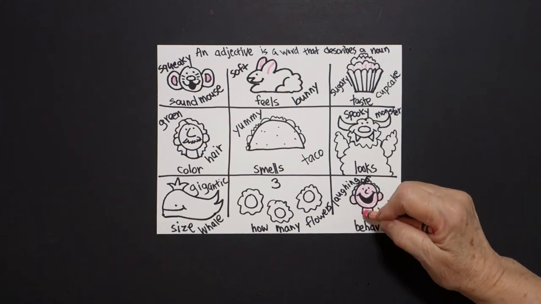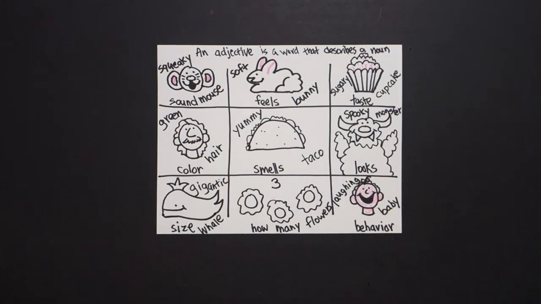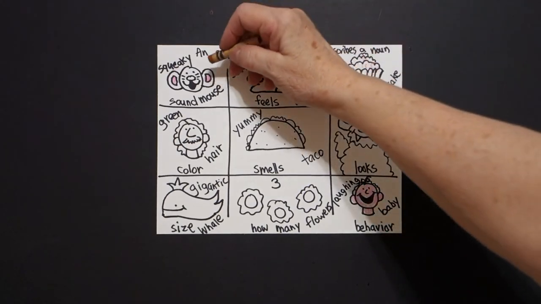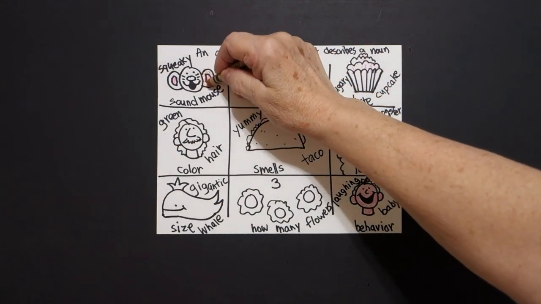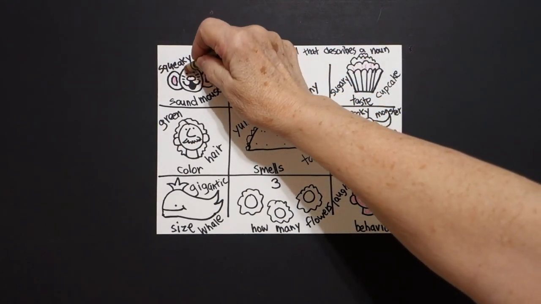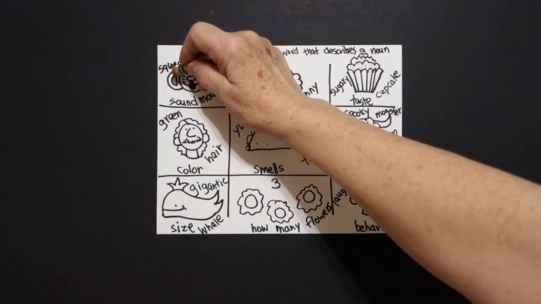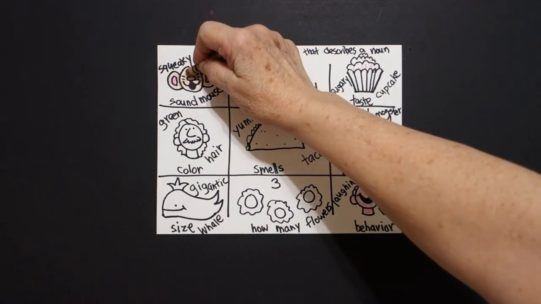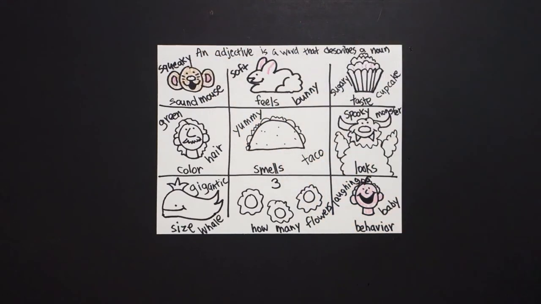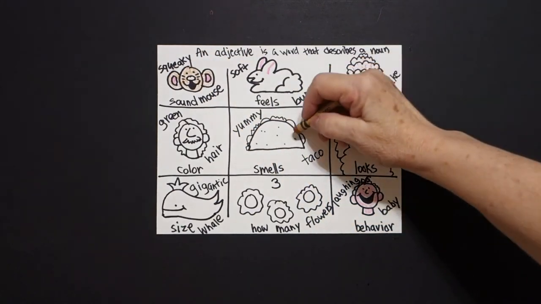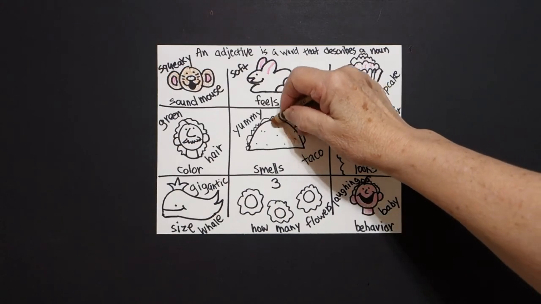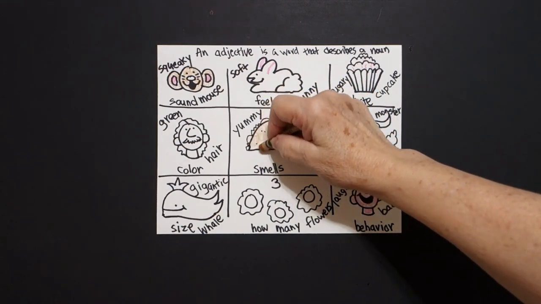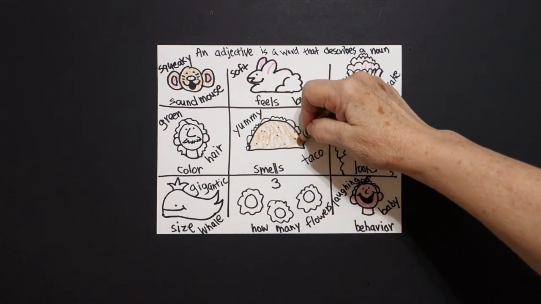Okay? Next, I'm going to take tan, color in my mouse, my squeaky mouse. It could be an icky mouse. It could be a brown mouse. But this is sound, so he's a squeaky mouse. I'm going to come down and color in my yummy taco, tan.